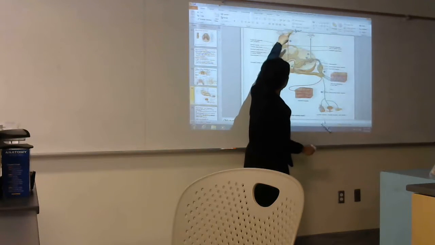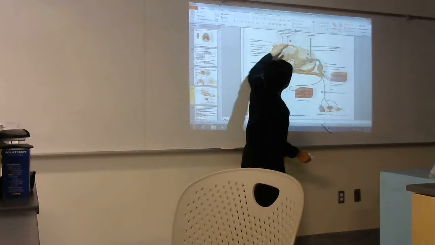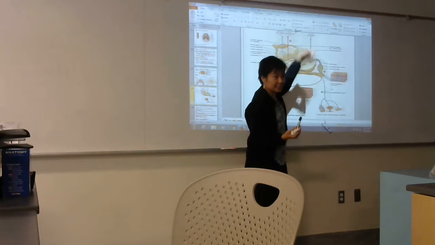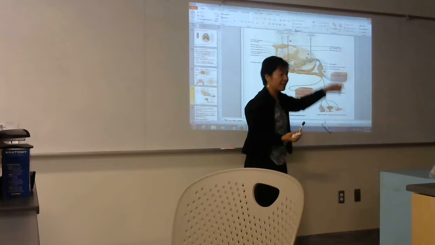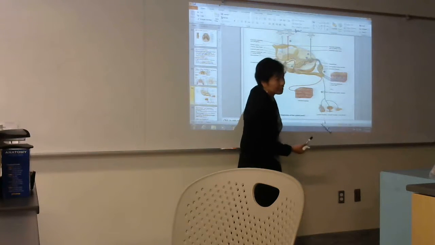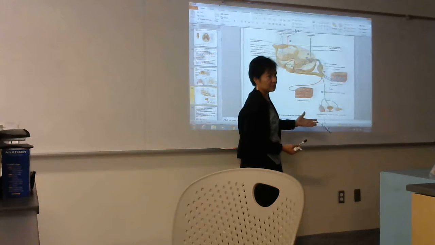So from the brain, it has to go down. So where is this descending tract? The white matter is made up of tracts or pathways, right? The tracks of the railroad tracks. So tracts or pathways, it's going down. Look at, it's going down the ventral, because ventral is motor.